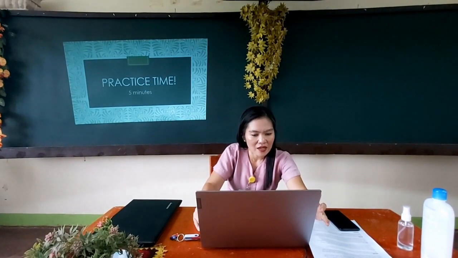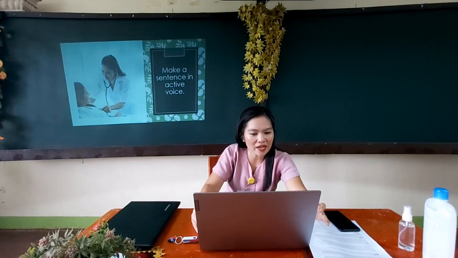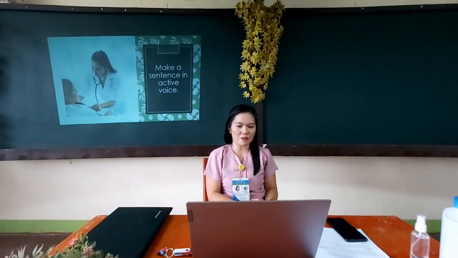Yes, okay. Look at picture number one. Make a sentence in active voice. The picture is shown on screen. Are we good? Are we ready for the next picture? Not yet. I'm waiting. Are we good for the first picture? Okay, are we ready for the second one? Look at the picture. Construct a sentence in passive voice. You still have the picture on screen.